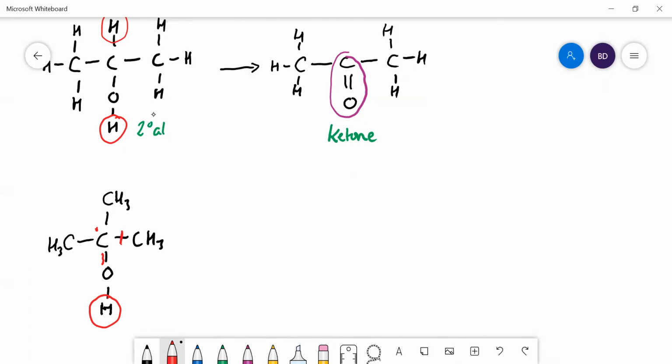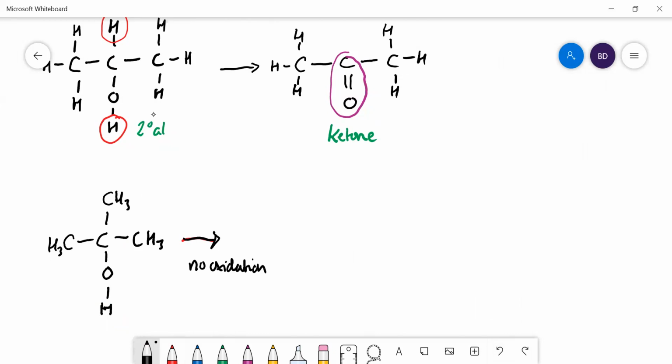And so what that means is you cannot oxidize a tertiary alcohol with potassium dichromate. Yeah, you can oxidize a tertiary alcohol by burning it in air, but with mild chemical oxidizing agents, you cannot oxidize. No oxidation, I'm going to write there. No oxidation. You can't oxidize it.